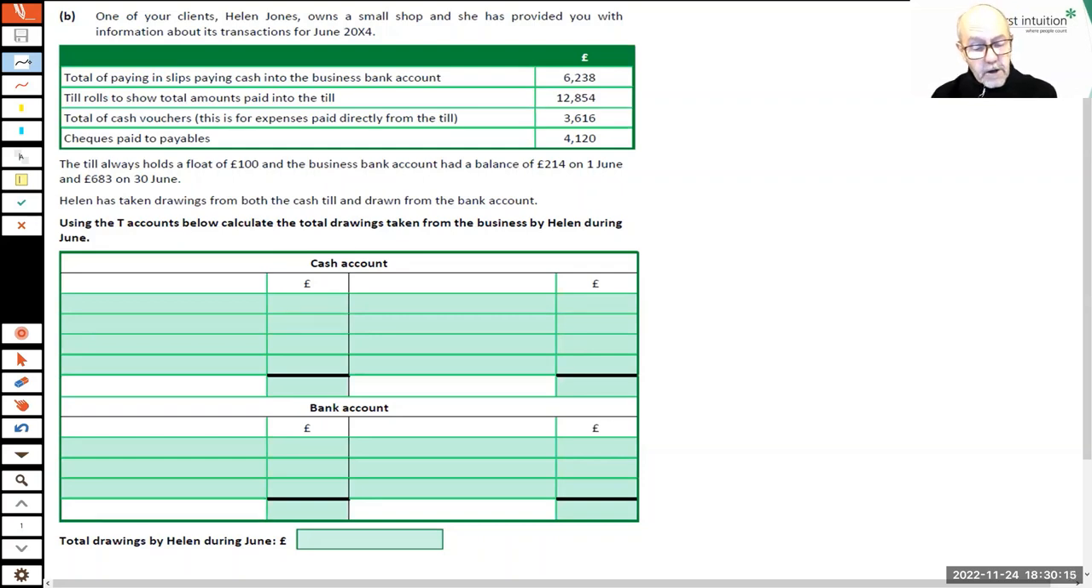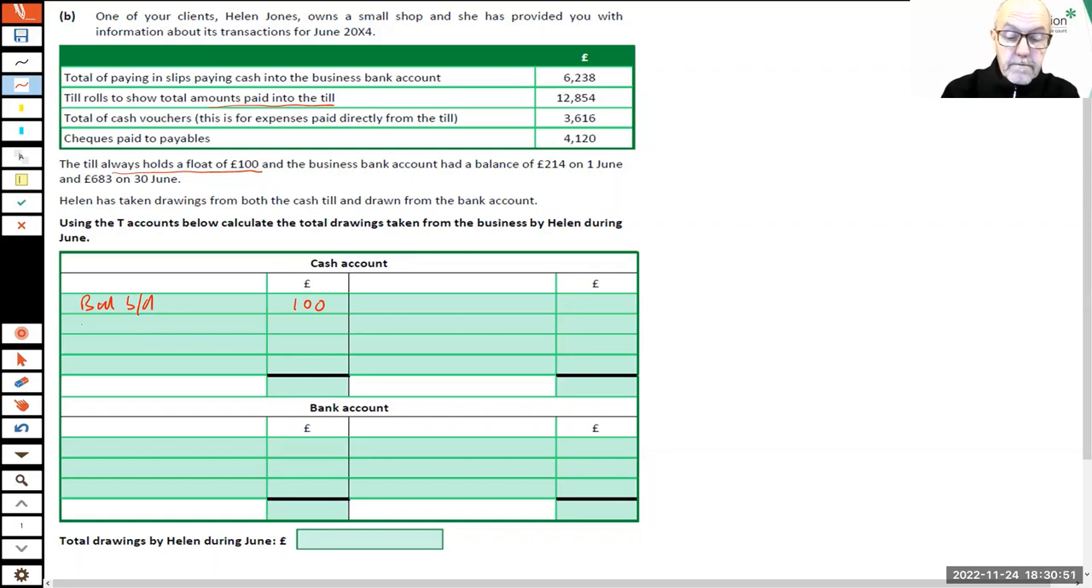Okay, so in our cash account, first thing we need to find is how much we had at the start. And we are indeed told the till always holds a float of £100. So that means at the start of June X4, there was £100 in the till. That's a start. Okay. Now, what are we told? Oh, we're given till rolls to show the amounts paid into the till.